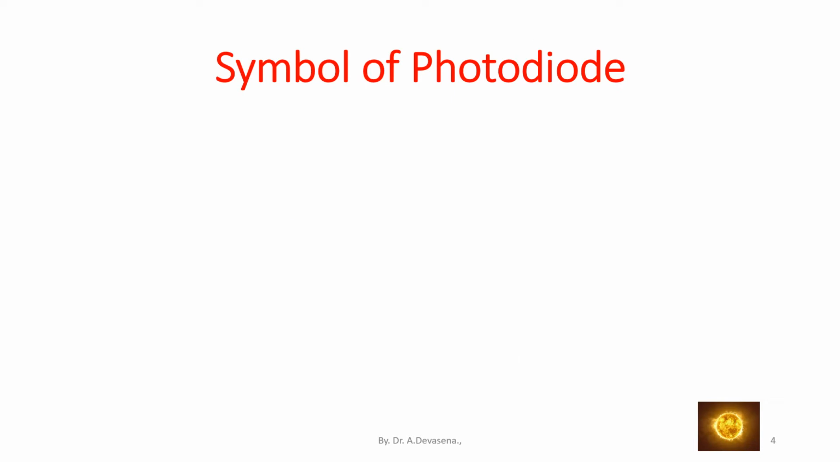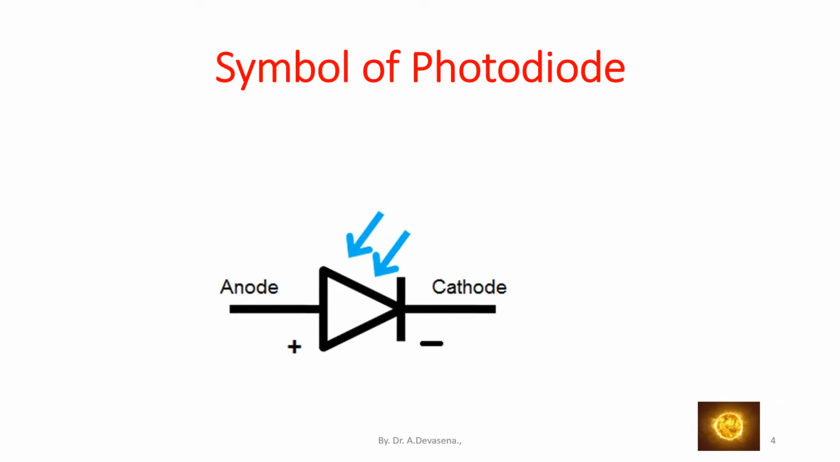Symbol of the photodiode is shown below. Here is a representation. The photodiode is having two terminals. They are anode and cathode. And in this photodiode, the visible light is falling towards the photodiode. It is indicated here.